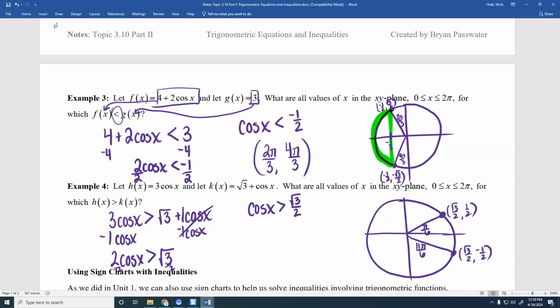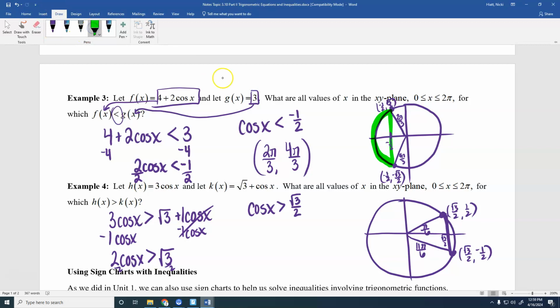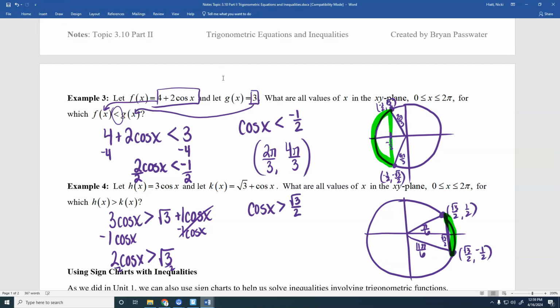Right? So on the unit circle, we're thinking about these places right here. Our x coordinate right here is square root of 3 over 2. We're looking for where cosine is greater than square root of 3 over 2. So will that be to the left or to the right of that vertical line that I have right there? It's to the right. So we are looking at this piece right here. All right, how do I write my answer?